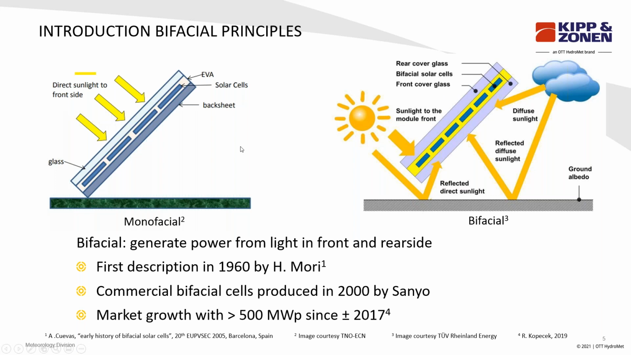Now, here we see 2 images. On the left, we see a monofacial module, how it's built up with a transparent, typically glass front side and a non-transparent back sheet. Sunlight comes from the front and contributes to the power generation. On the right, we see a setup of a bifacial module with both a transparent front and rear covering. What enables that, together with the bifacial solar cells in between, is that you can also generate power from light that hits the rear of the module. That can be reflected from the ground or reflected from clouds.